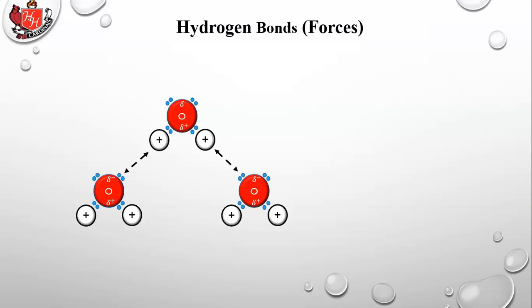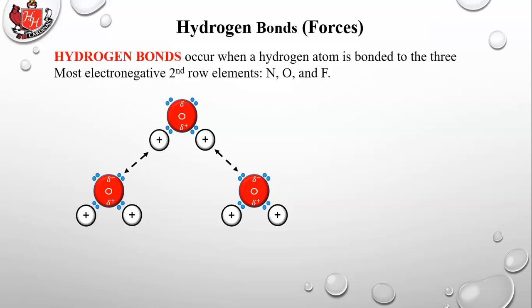Again, chemical bonds are between atoms. Intermolecular forces are between molecules, groups of atoms, and what makes them want to stick together. Hydrogen bonds occur when a hydrogen atom is bonded to one of the most electronegative second row elements: nitrogen, oxygen, and fluorine. It is only when nitrogen, oxygen, or fluorine are bonded to hydrogen in a molecule that you can have hydrogen bonds. Therefore, they're fairly rare. They don't happen all that often.